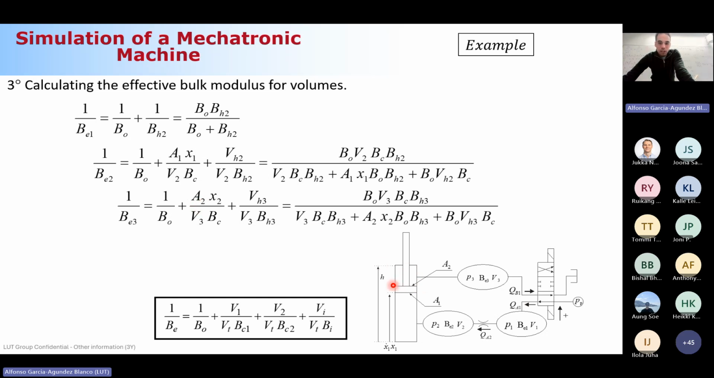So this volume here is A2 times X2. Remember that X2 is the total length H minus X1. We have here the total control volume V3 times BC, where BC is the bulk modulus of the cylinder, and now the hose, VH3 divided by BH3. So once you have this, you just isolate the effective bulk modulus, you simplify and you obtain this. Clear, no? Very easy. So please, this equation, learn it for the exam and practice with this exercise.